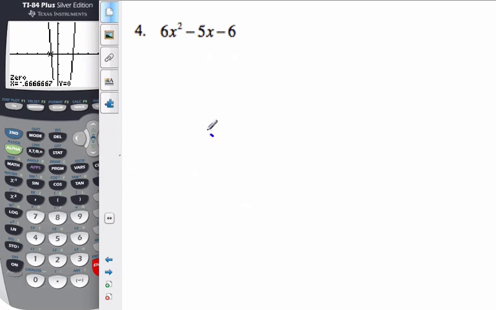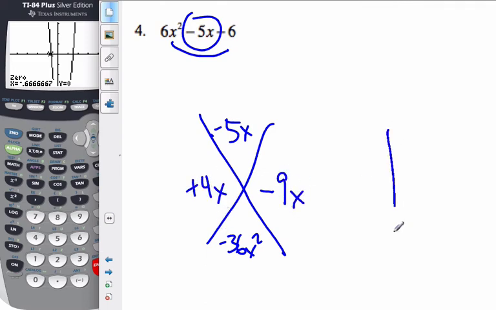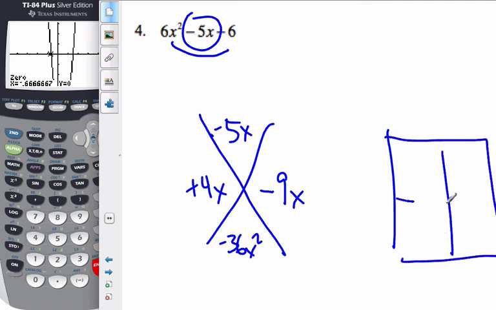So, algebraically, make my cross, multiply them, I get negative 36x squared, negative 5x, multiplies, I get negative 36, adds, I get negative 5, that's a negative 9x and a positive 4x. Converting to my box and going backwards, I get 6x squared and minus 6, a negative 9x and a 4x.